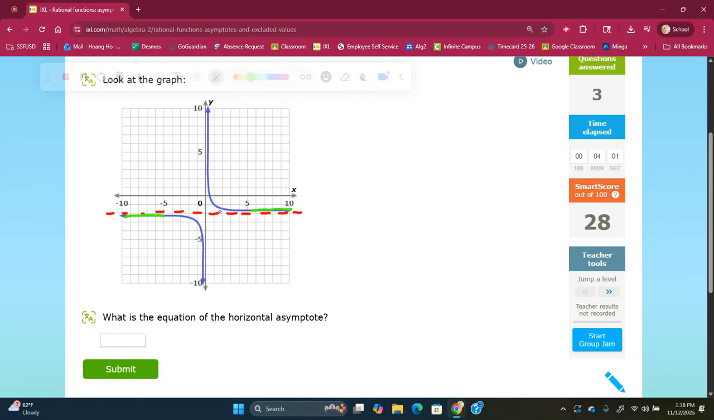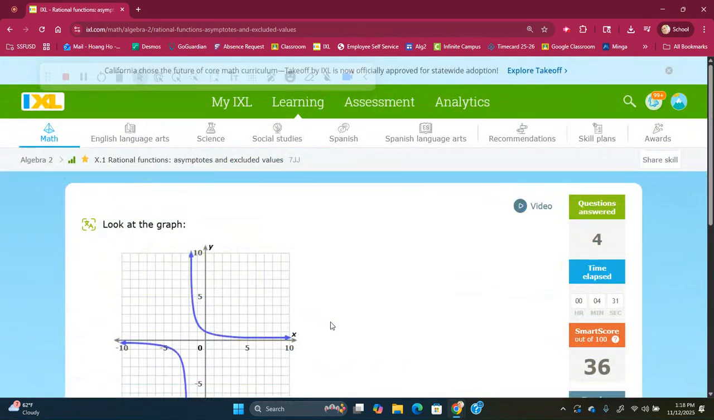So it's passing this point, which happens to be negative 2. All right, so the horizontal asymptote is y equals negative 2. Let's put in the answer box. y equals negative 2. Make sure I put negative 2. Submit. All right, here we go.